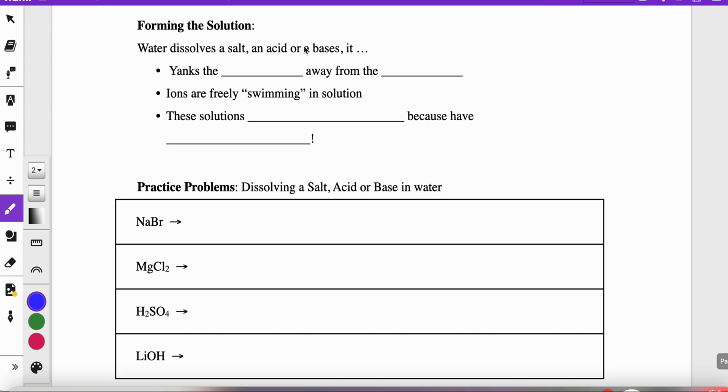We have to look a little bit more specifically at the particle level. What is happening when a solvent is dissolving a solute? Water, which is our main focus, is our solvent, and we know it's present because we see (aq). Specifically, we need to know what happens when water, our solvent, dissolves a salt, which we also know as ionic in chemistry class, acids or bases.